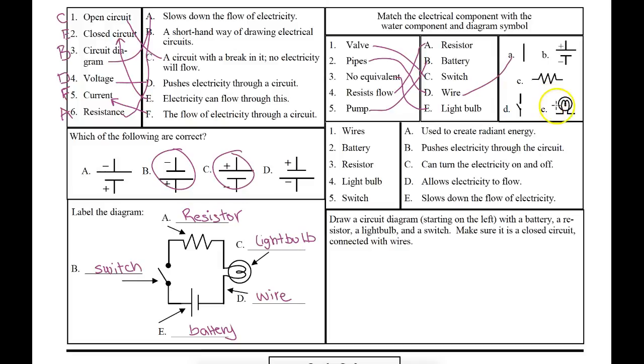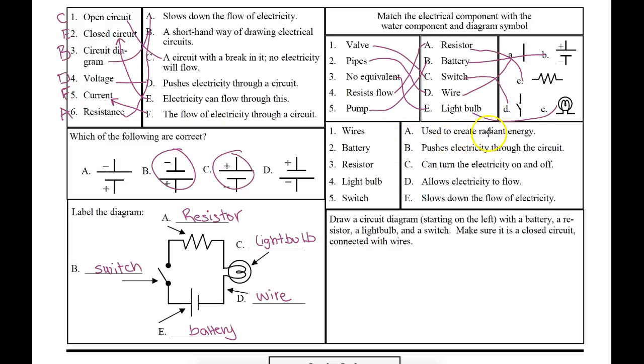This is your light bulb, so this goes here. This is E. This is your resistor, C is your resistor. Your battery is B right here. And then your switch is right here at D.